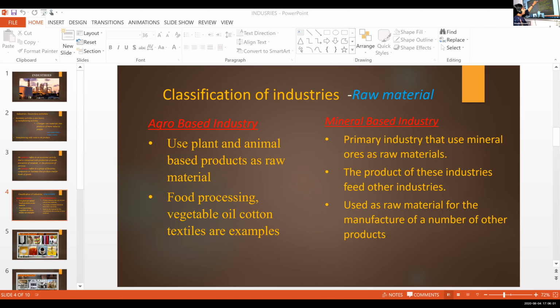Minerals are extracted from nature as the main raw material in mineral-based industries. For example, iron and steel industry. Then iron, steel, aluminium, copper, etc. And we use these as a raw material for other products, for vehicles, roads, buildings. We use iron, steel, copper, aluminium, etc. as a main raw material. Is it clear?